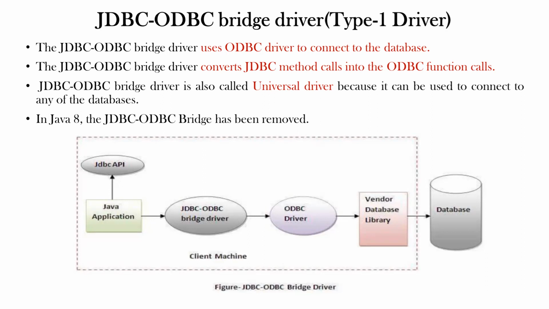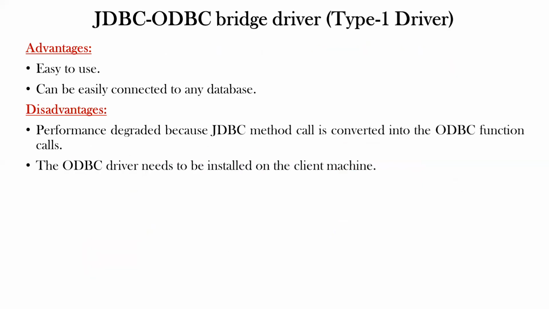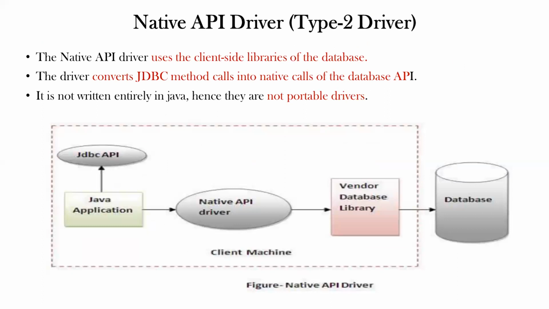The flow is JDBC API, Java application, ODBC bridge driver, ODBC driver, vendor database, which is a universal driver. So what are the advantages? It is easy to use and can be easily connected to any database. The disadvantage is that performance is degraded because the JDBC method call is converted into an ODBC function call. The ODBC driver also needs to be installed on the client machine.